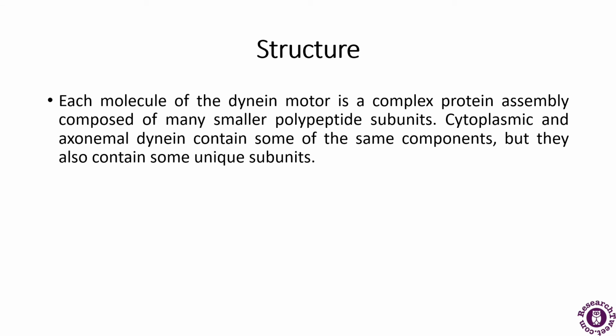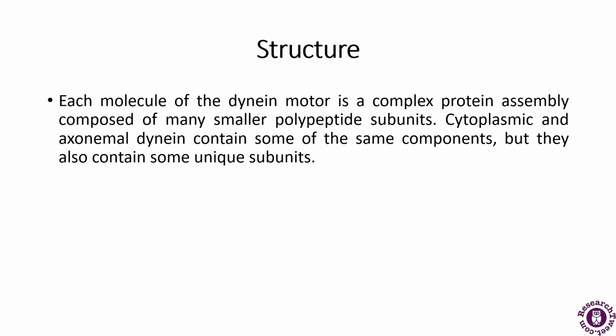Now, talking about the structure of the dynein, each molecule of the dynein motor is a complex protein assembly composed of many smaller polypeptide subunits. So the cytoplasmic and axonemal dynein contain some of the same components, but they also contain some unique subunits as well.